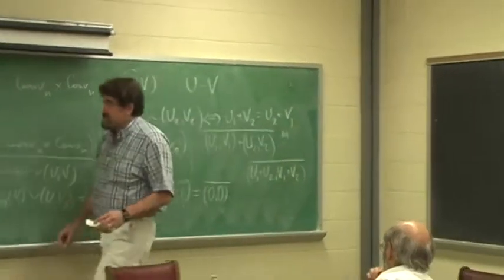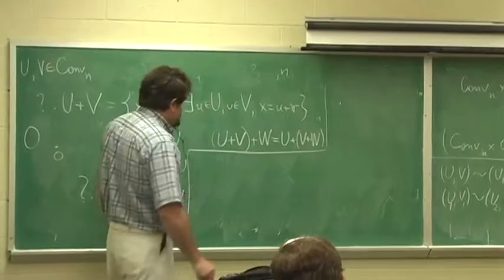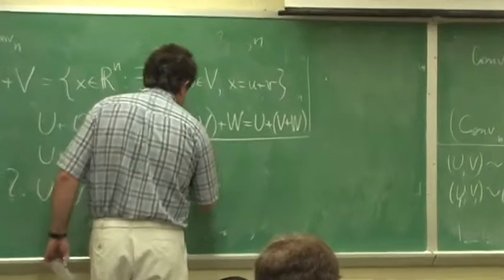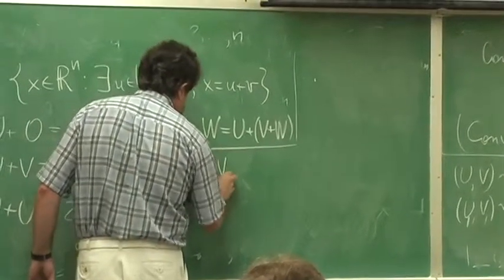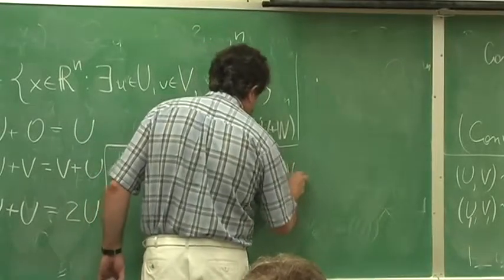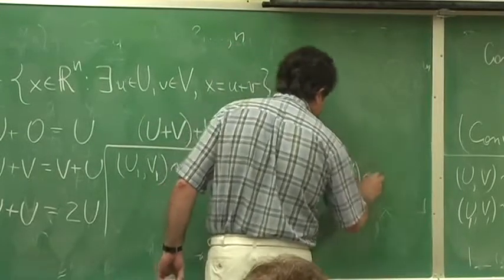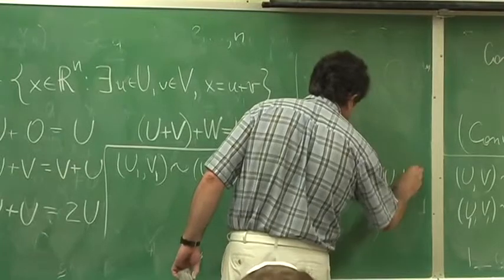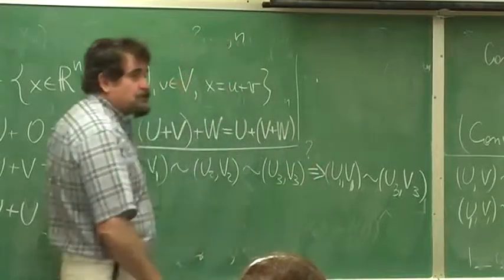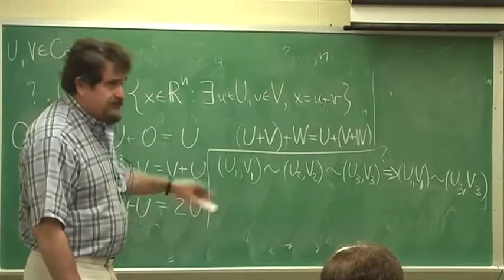Now the third condition, and here we get some condition. If (U1,V1) is equivalent to (U2,V2), which is equivalent to (U3,V3), then (U1,V1), it is called transitivity, is equivalent to (U3,V3). That's what I need to check. And this is not always true. You have to have some condition. In our situation, it is true.